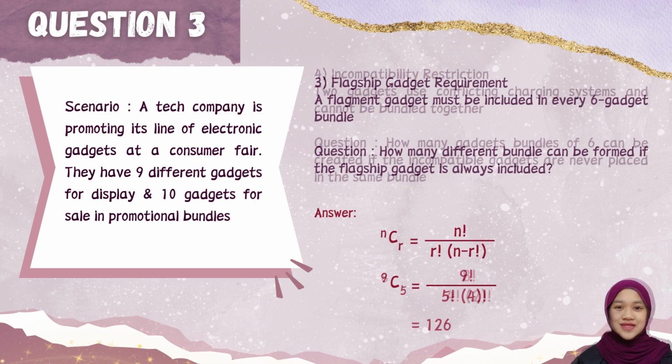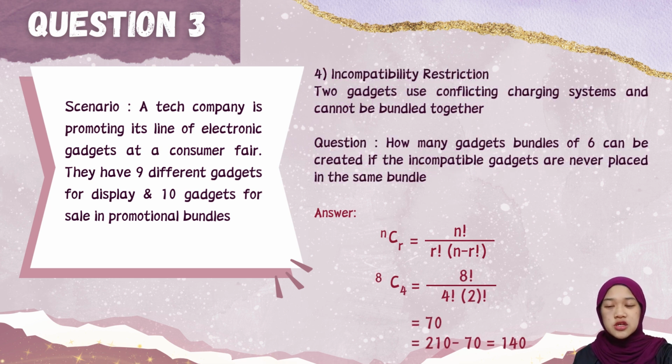And for the last question, it is about incompatibility restriction. Two gadgets use conflicting charging systems and cannot be bundled together. So first of all, we have to calculate the bundles without restriction, which is 10C6. So the answer is 210. Next, we have to calculate the bundles that include both incompatible gadgets, which is just substituting 8C4. So the answer for this one is 70. And the last one, we have to minus the 210 with 70. So the answer is 140. So there are 140 gadget bundles that can be created if the incompatible gadgets are never placed in the same bundle.